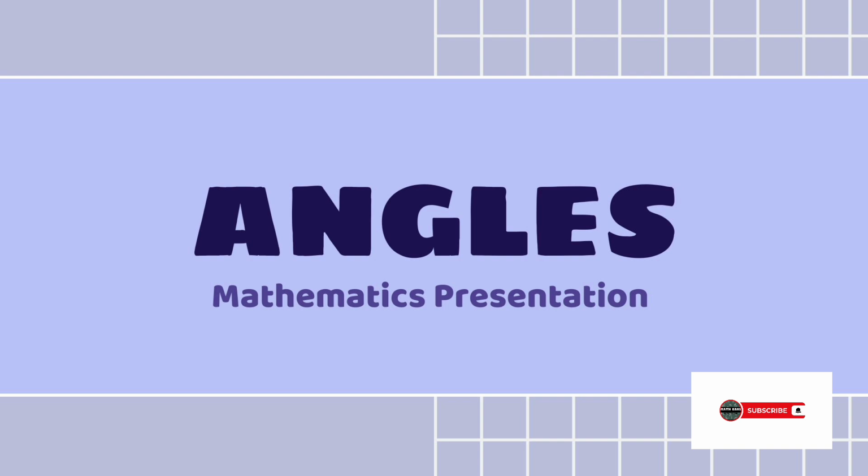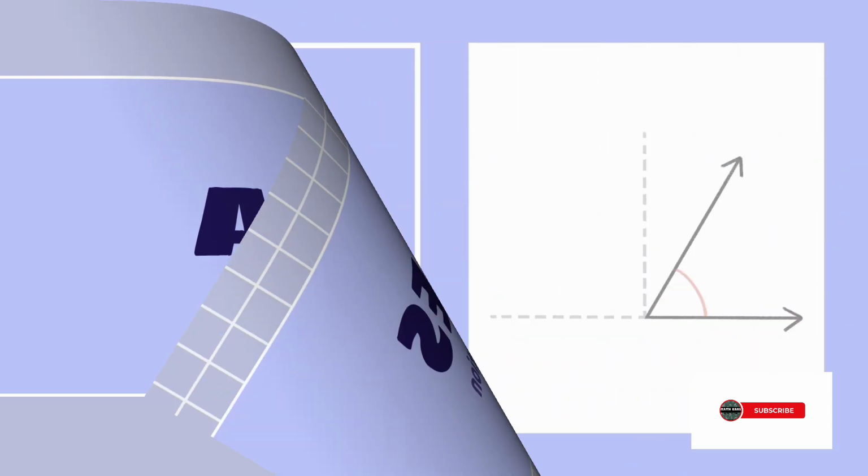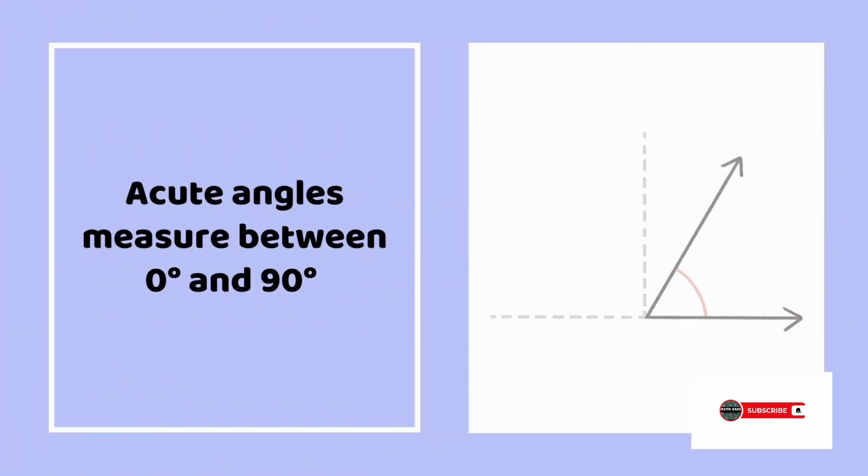Now we will come towards different types of angles. The very first type is the acute angle. Acute angles are those angles whose measure is between 0 and 90. For example, the angle of 30 degree, angle of 45 degree, angle of 15 degree, angle of 60 degree. Any angle between 0 degree and 90 degree is called an acute angle.